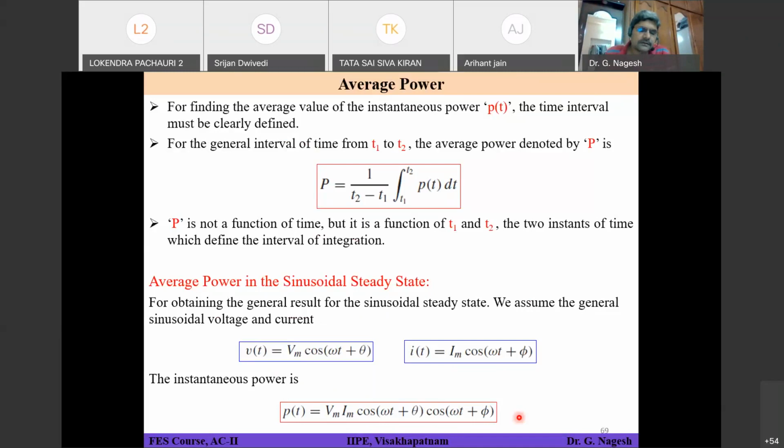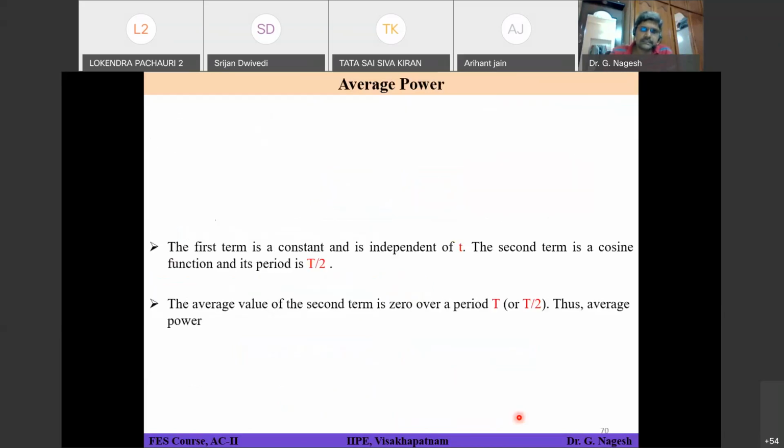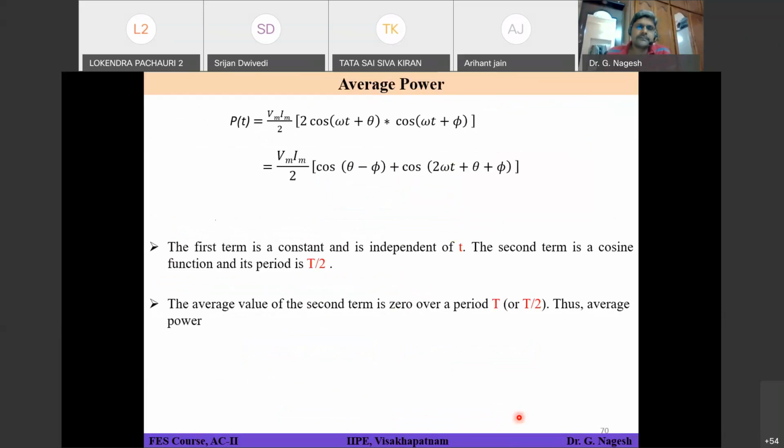You are simply breaking this into two terms. That's all. So it's simple mathematics, and I hope everyone should be able to do that. Let's see. This is still a function of time only. P of t, the instantaneous power, we are calculating.